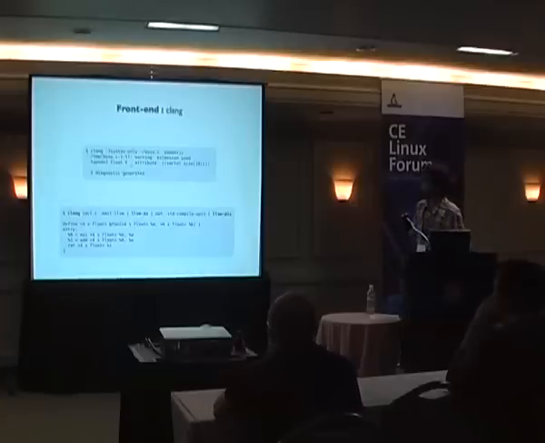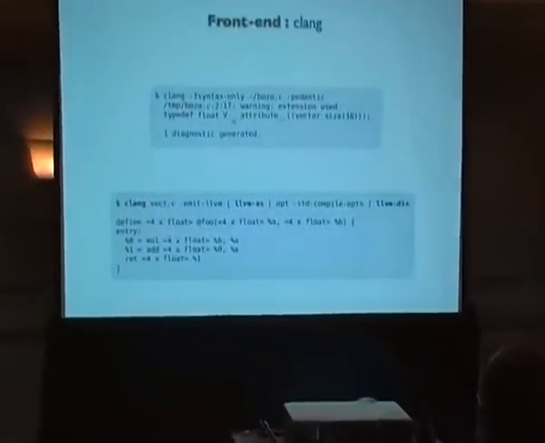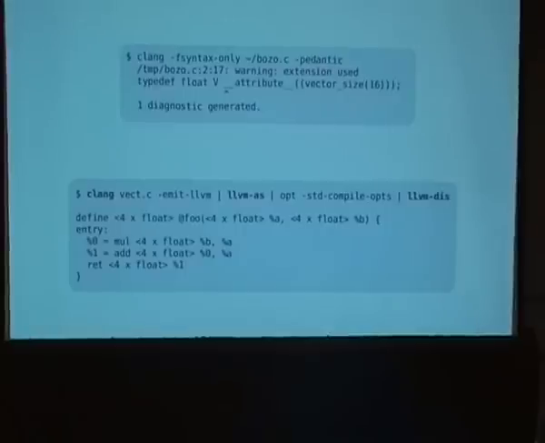So here's an example of just a warning message emitted by Clang in the first box. In the second box we have an example of Clang emitting LLVM bytecode, passing through the LLVM assembler, passing through optimizations in the bytecodes, and disassembling it again. It's just to show how to use the front end. I'll explain a little bit more of these tools.